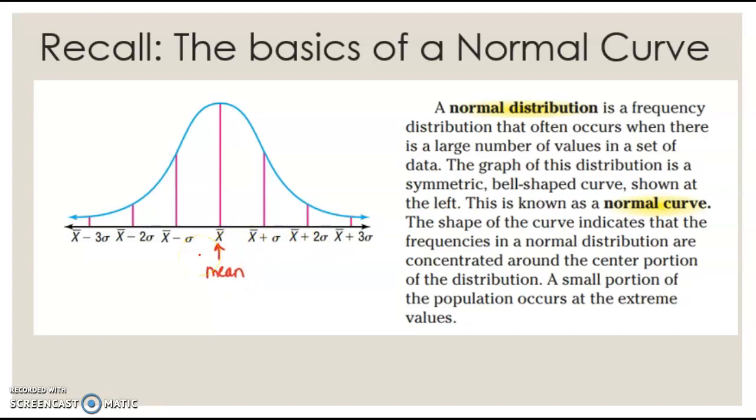The mean and the median are the same on a normal curve, and all you need is the mean and the standard deviation in order to find out what's under here. This is 1 standard deviation away, 2 standard deviations away, and 3 standard deviations away. And a standard deviation is a number.